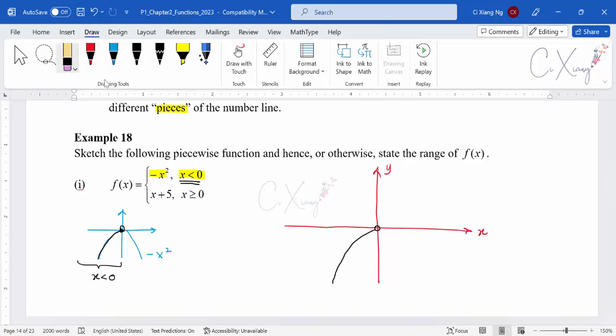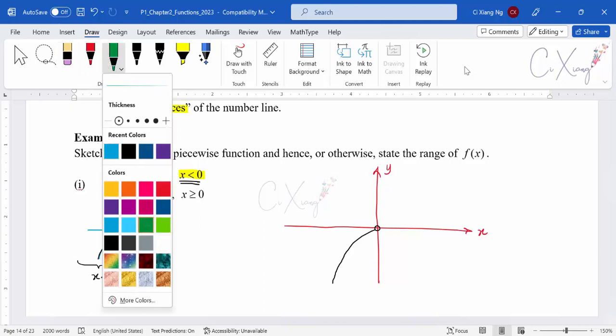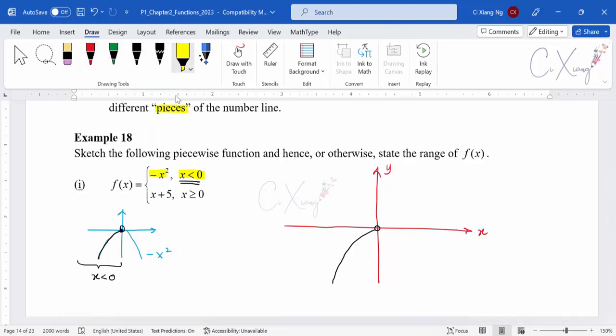After that, I want to proceed to the graph where x is greater than or equal to 0, where I want to sketch x plus 5. How can I sketch x plus 5? Maybe you can try to sketch it by finding the x and y intercepts first. When y equals 0, x equals negative 5. Oh sorry, when x equals 0, y equals 5, so my y intercept is 5.